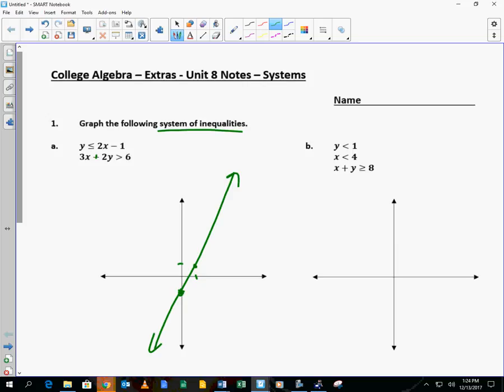If you were to plug in 0, 0, is 0 less than or equal to -1? Yes or no? No. So 0, 0 does not satisfy the inequality, so it is not included in the solution set. So I shade to this side. I draw arrows because I can't really shade with my markers.